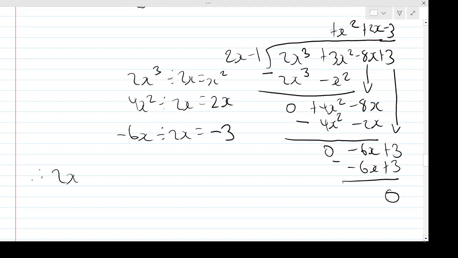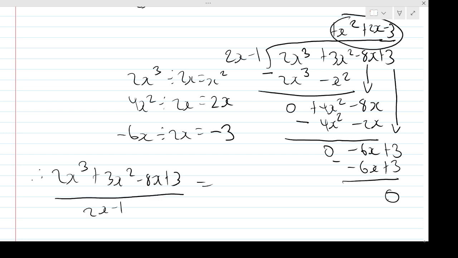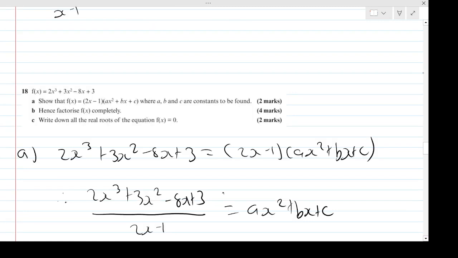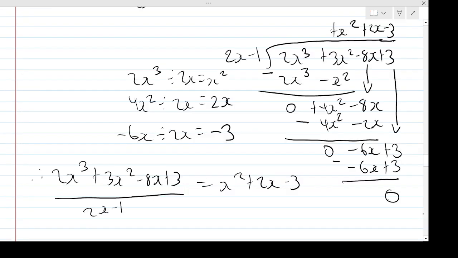2x cubed plus 3x squared minus 8x plus 3 over 2x minus 1 gets me the quotient part, x squared plus 2x minus 3, and then there's a remainder of 0, so I don't add anything on. So it's purely x squared plus 2x minus 3. Well, there we are then, because we said that this equals this quadratic part. So therefore we could say f of x, because we know this ax squared plus bx plus c, it's this quadratic term here.